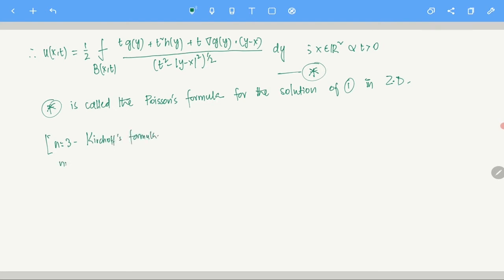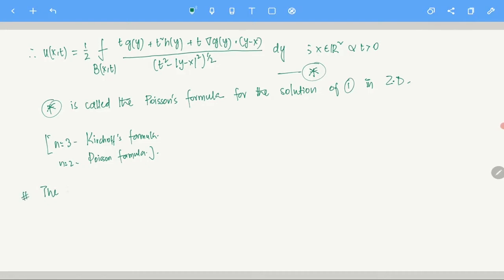And for n equals 2, it's called the Poisson formula. Okay, now we are going to use a similar thing for higher dimensions, but we'll do that next week. Clear? So after this, what we are going to do is, here we did the homogeneous problem, right? So now what we will do is the inhomogeneous problem.